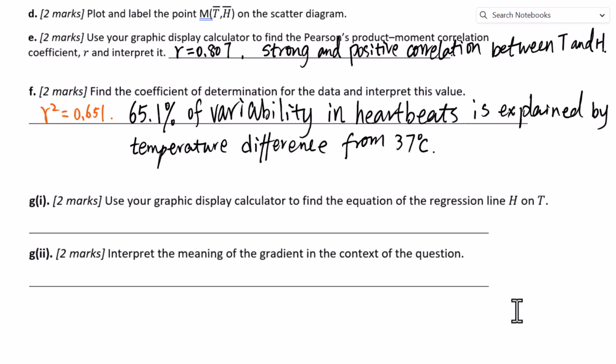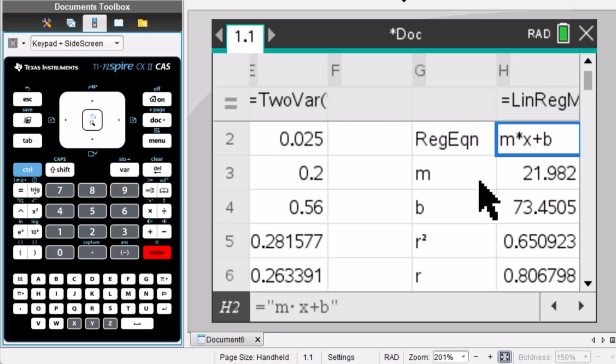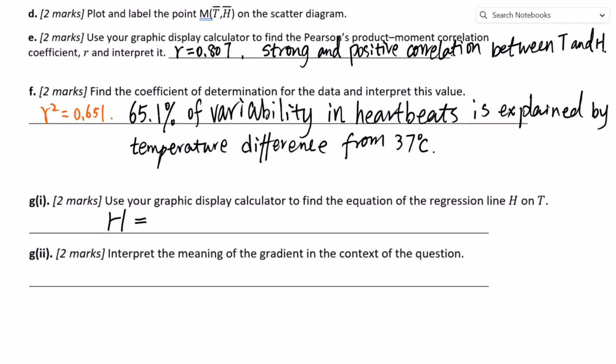G1. Use your graphic display calculator to find the equation of the regression line H on T. Go back to this calculator. Slope is 22.0. Y-intercept is 73.5. So H equals 22.0 T plus 73.5.